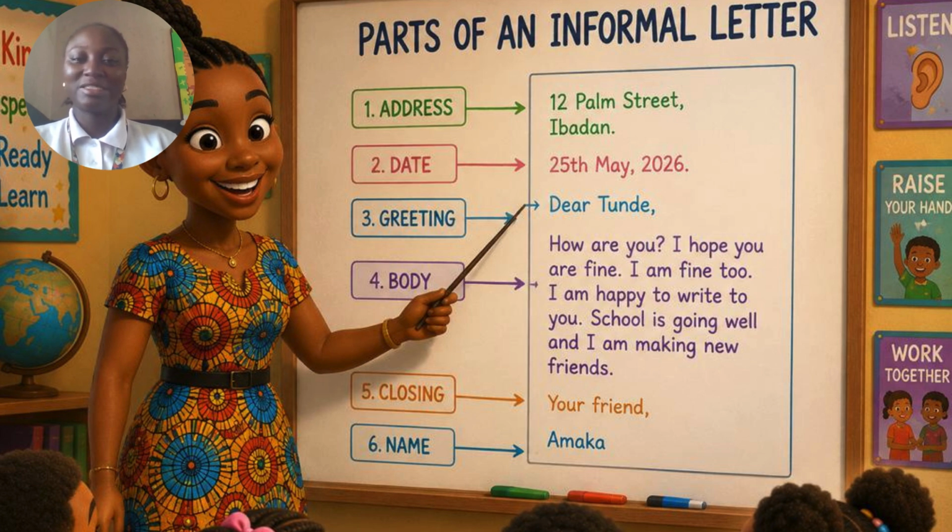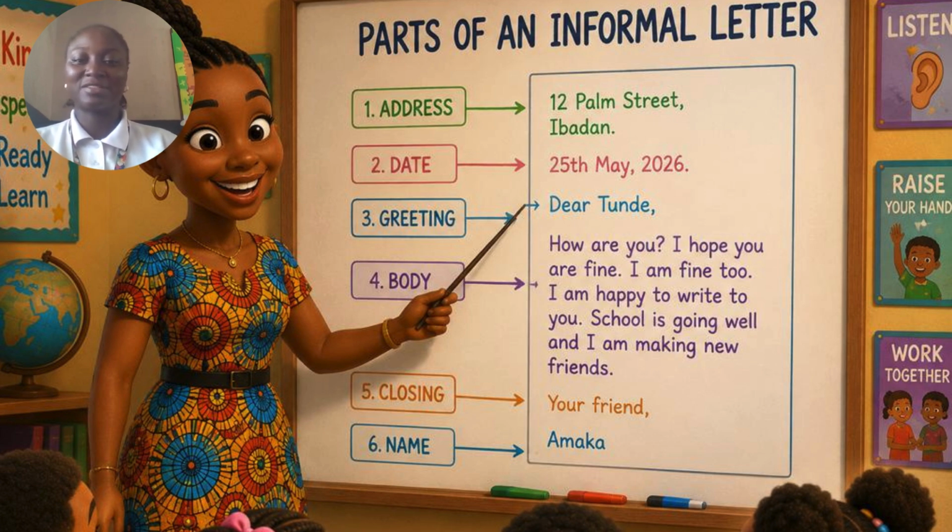Then we have the date. The date shows when the letter was written. So if I'm writing the letter today, I'll write today's date, which is 29th of May 2026. So the date this letter was written was the 25th of May 2026.